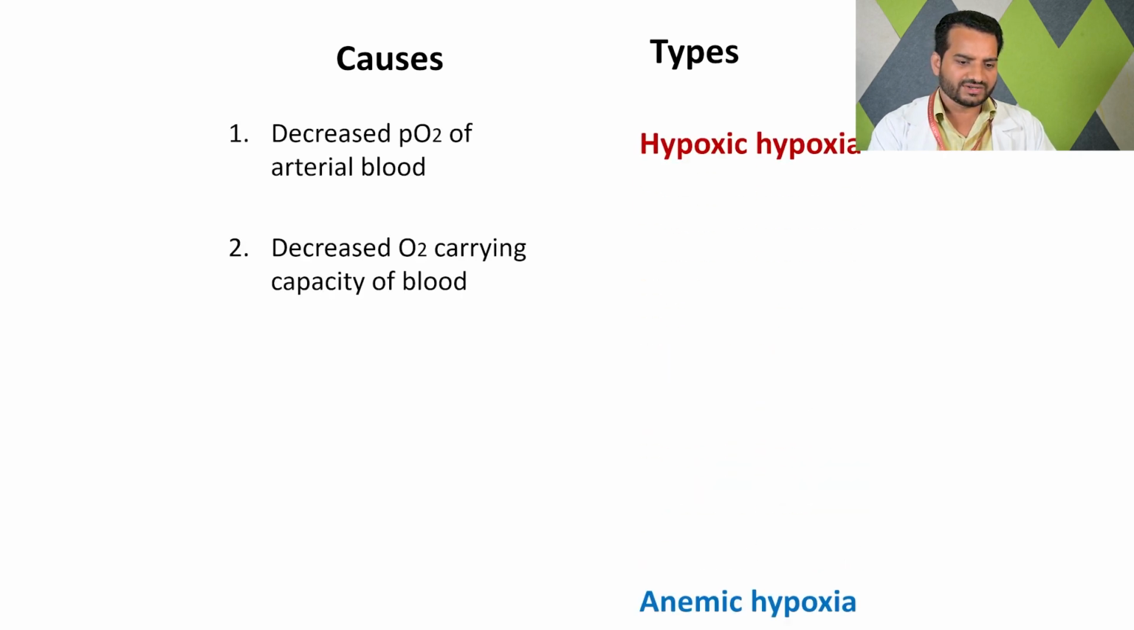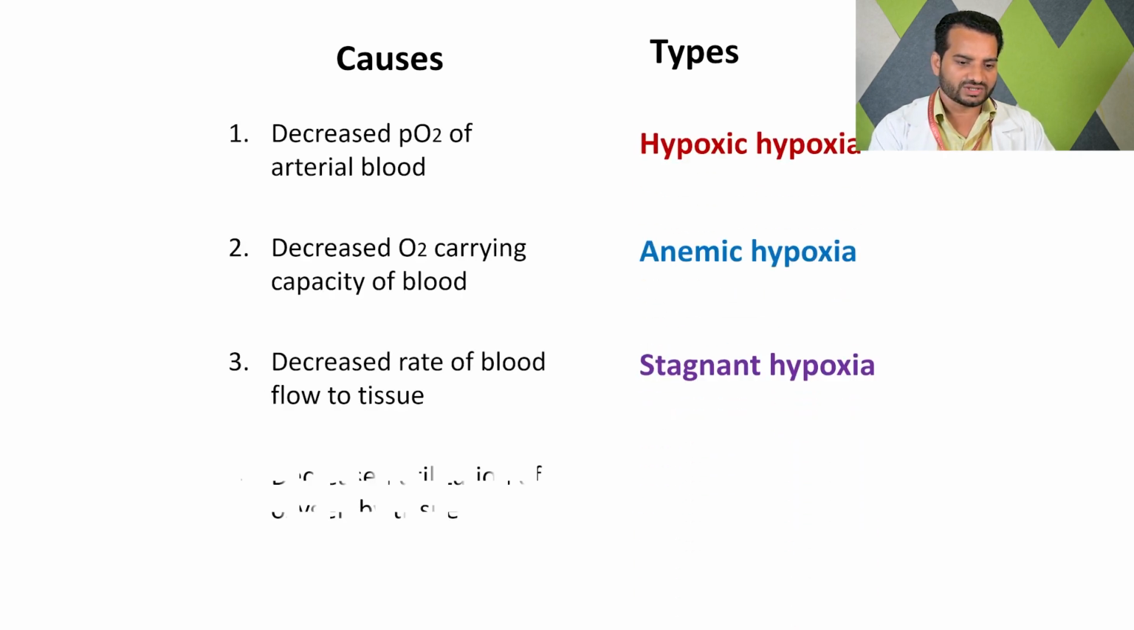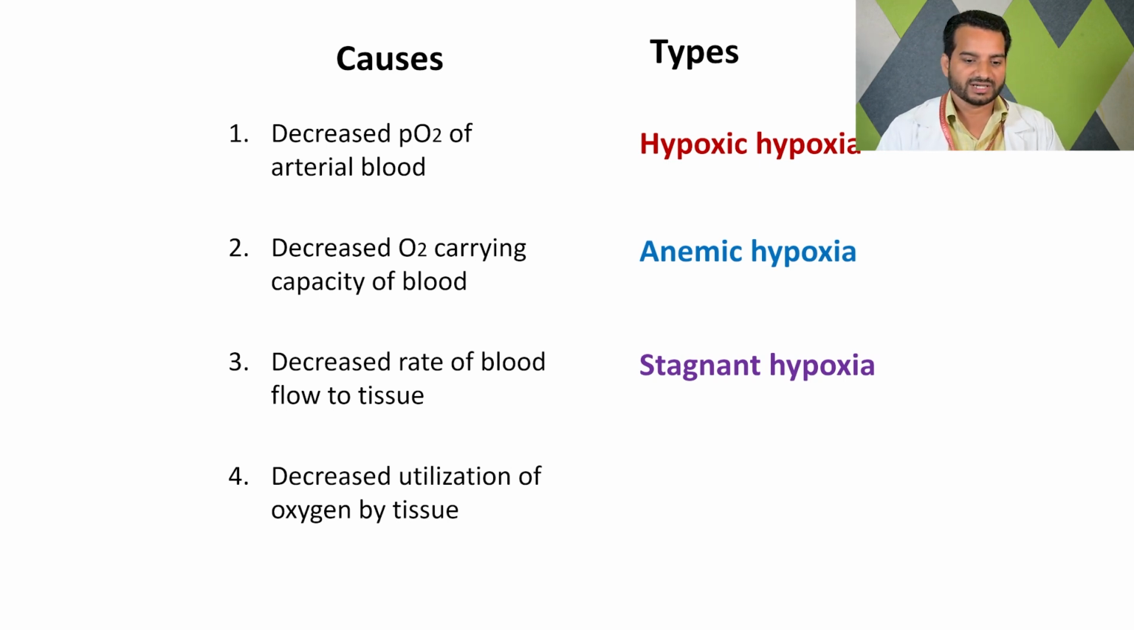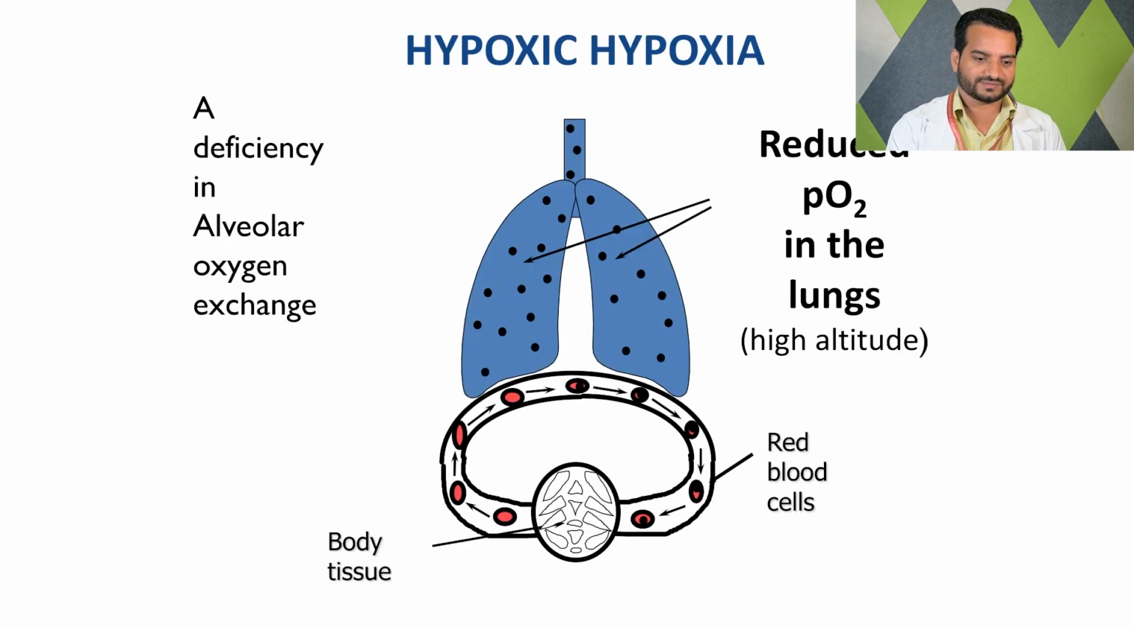So we can see different types of hypoxia and its cause. Hypoxic hypoxia is caused due to decreased partial pressure of oxygen. Anemic hypoxia is because of the decreased oxygen carrying capacity of blood. Stagnant hypoxia is because of the decreased blood flow or obstruction to the blood flow, and histotoxic hypoxia is because of the damage to the tissue. So here tissue fails to utilize oxygen.